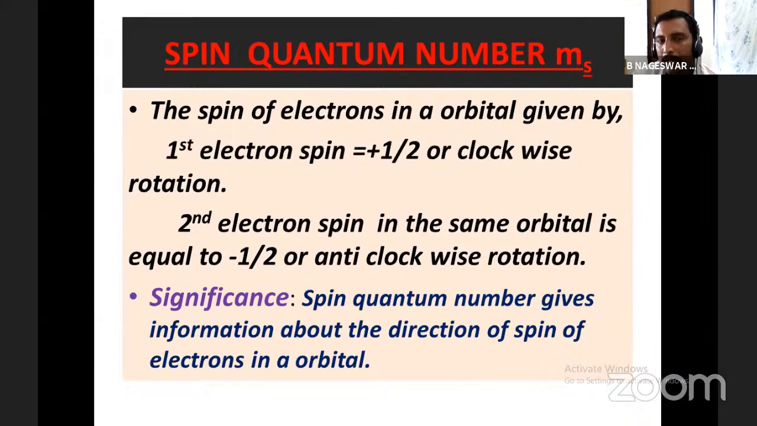This is simply about the spin quantum number. So what is the importance or significance of the spin quantum number? The spin quantum number gives information about the direction of spin of an electron in an orbital.